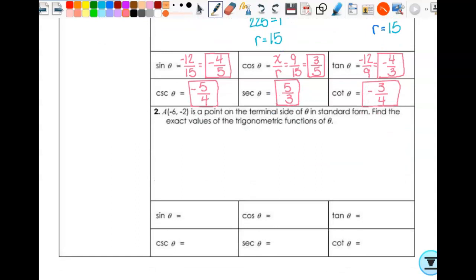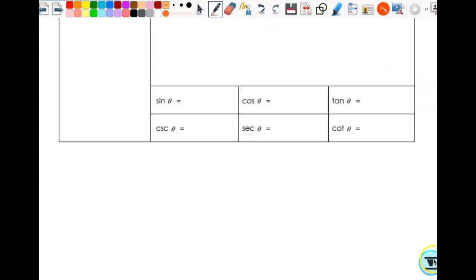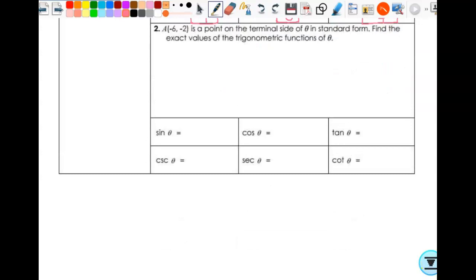All right, so let's look at number 2. We have a point -6, -2. So go ahead and draw that and label it in the correct quadrant. I'll give you a few seconds to get that done before I draw it.